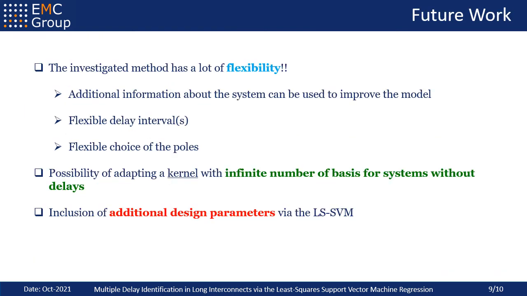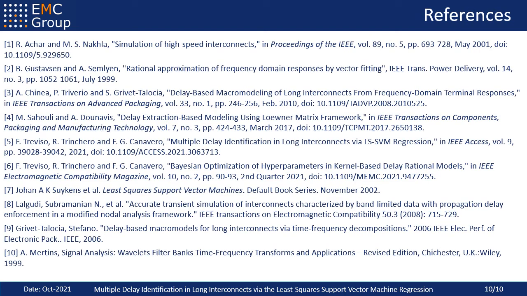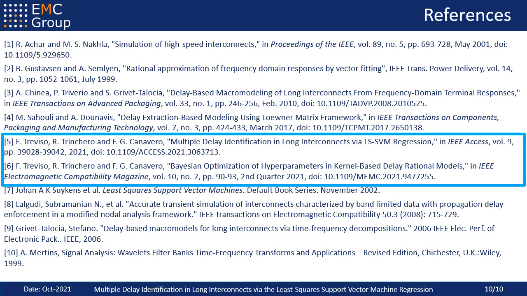To conclude, this method opens up a lot of possible future work because of its flexibility. For example, on the choice of the poles that we use in the least square support vector machine model, the use of multiple delay intervals, or by adding new information about the system whenever we discover them. Additionally, we can have a parallel model with infinite bases for systems without delays, or we could add additional design parameters into the model.